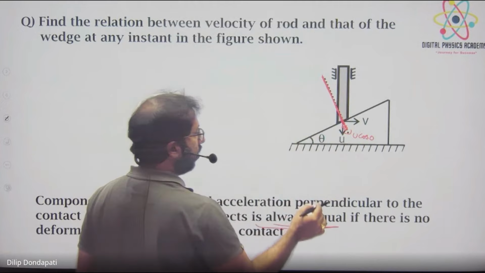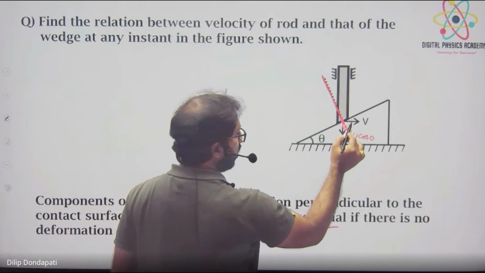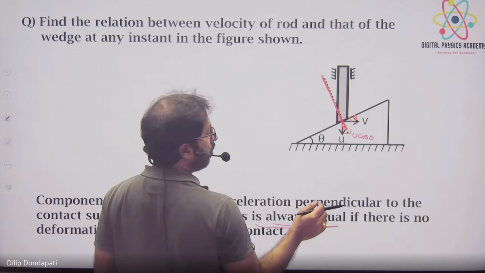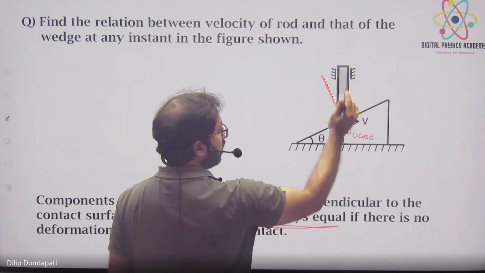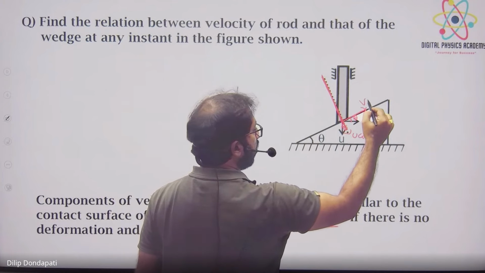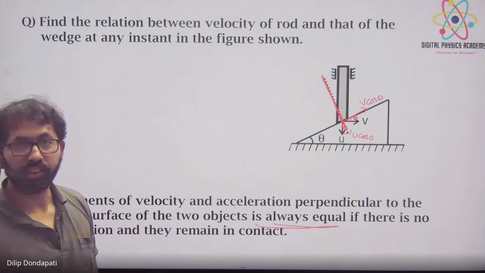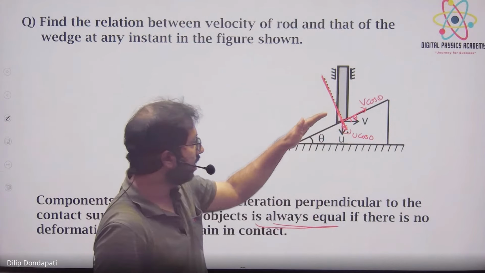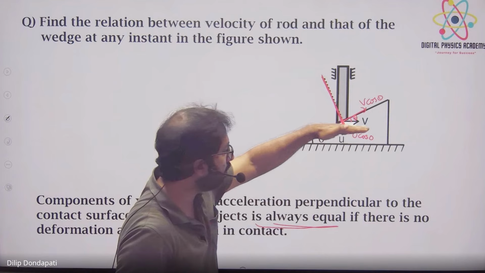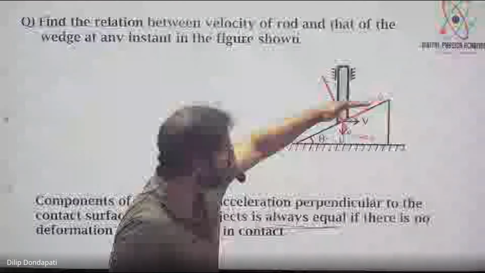And for v, this is theta, this is also theta. So what is the perpendicular component of the velocity? V cos theta is like this, right? V cos theta. Now what will come? Here we need the wedge's perpendicular component. So what will be the component of v in this direction?